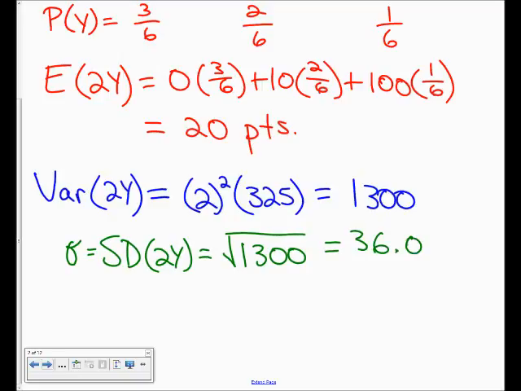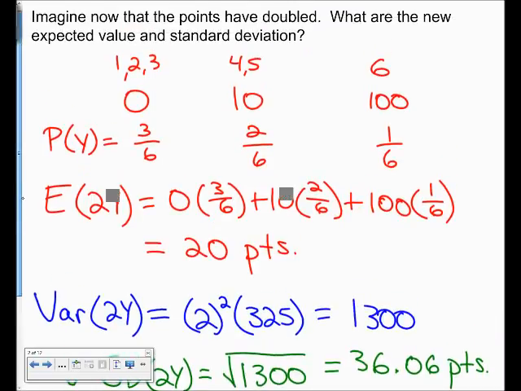36.06 points. Okay, so the key thing to remember here is whenever you're finding standard deviation, you always want to deal with variances. Always work with variances. Never work with standard deviation. So always work with variances. I promise that's going to help you a lot. So there you go for this second idea of doubling the amount of points.